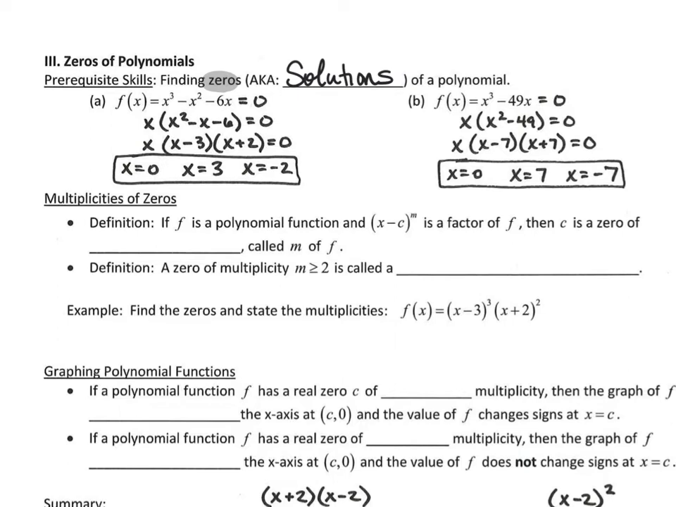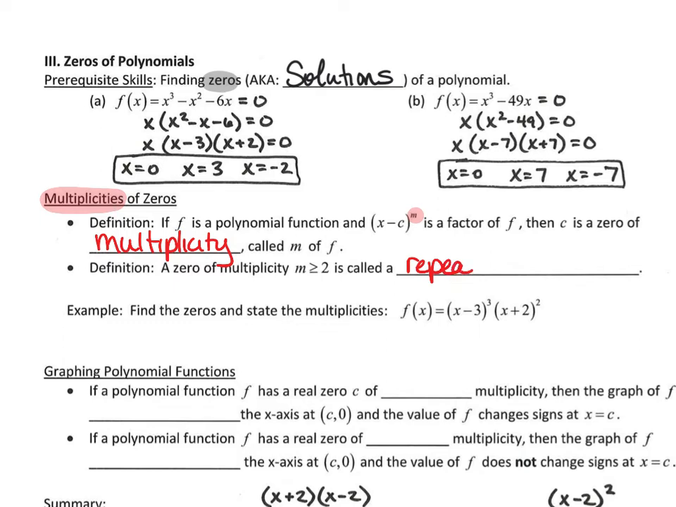But the reason that we find these zeros is to deal with multiplicity of zeros. Now, this is a new word for you, multiplicity. If f is a polynomial function and this factor, x minus c to some power m, is a factor of f(x), then c is a zero of multiplicity m of f. Meaning that zero has multiple zeros in that one factor. A zero of multiplicity that is greater than or equal to 2 is called a repeated root.